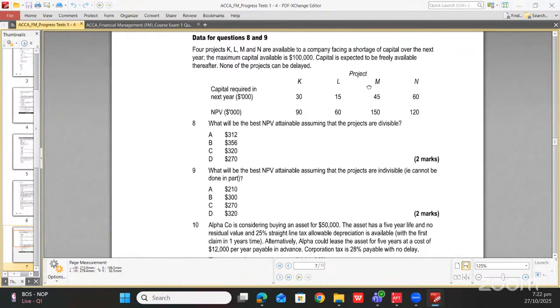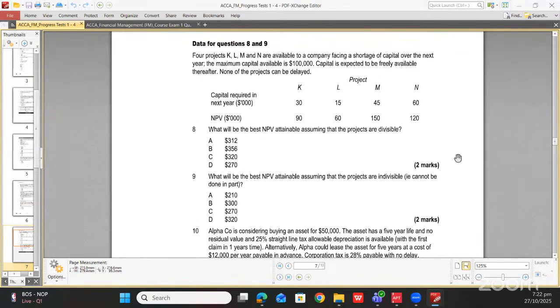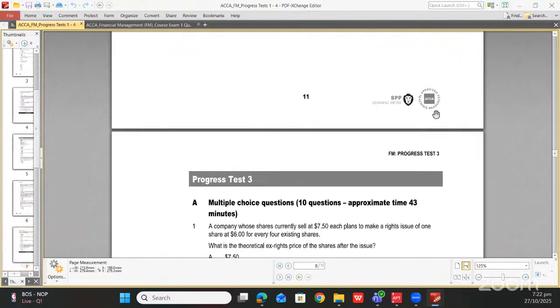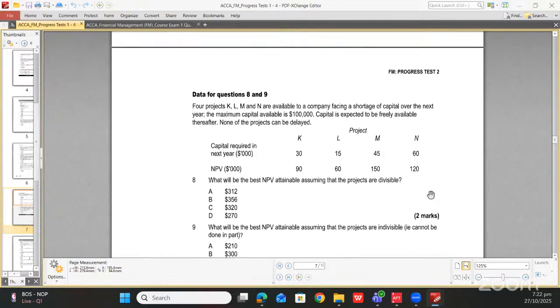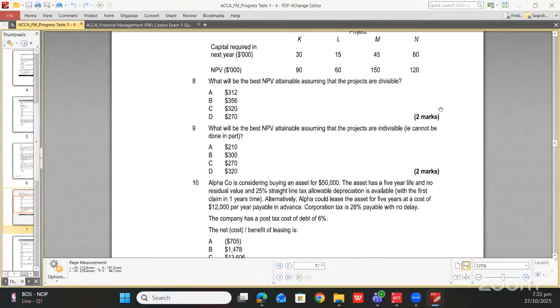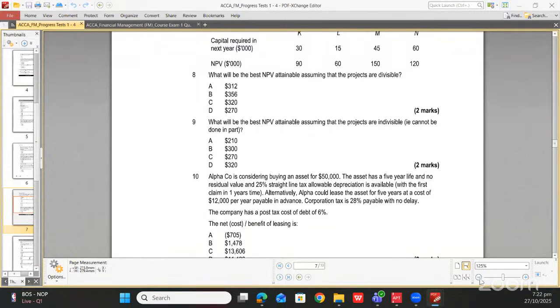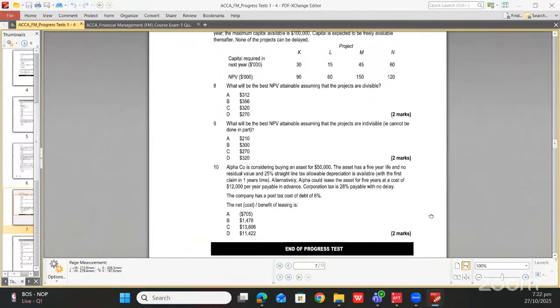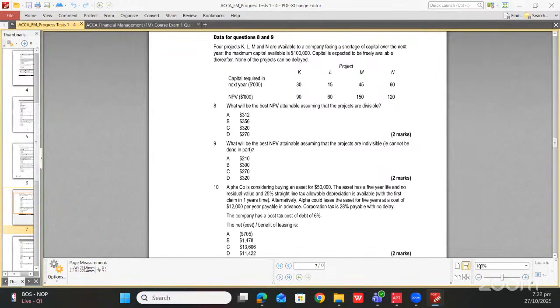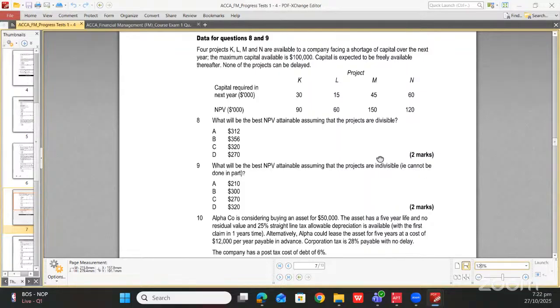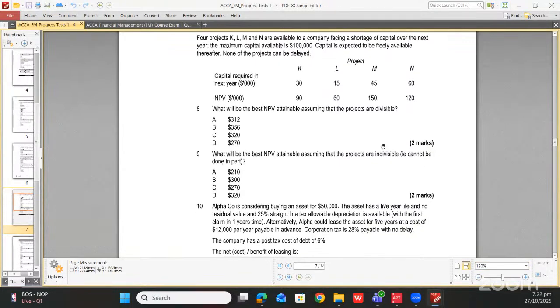Questions 8 and 9 are based on this scenario. So 8, 9, and 10, I think you probably would have started it. So I'll just give you 5 minutes and then we can wrap up these questions and move to progress test 3. So questions 8, 9, and 10, I'll give you 5 minutes to work that. All right, and then we will go through all three, and then we can move on to progress test 3.